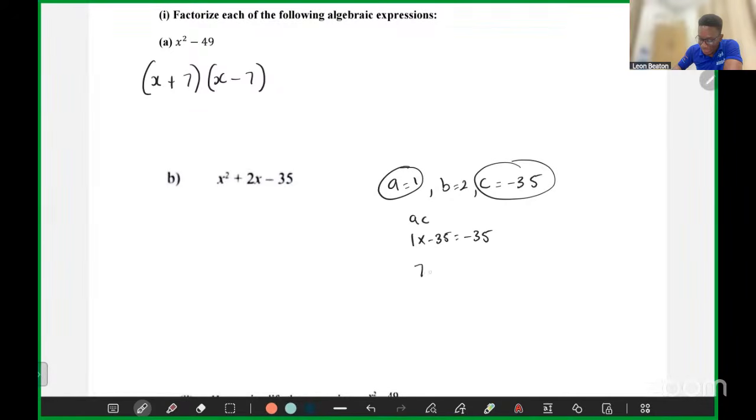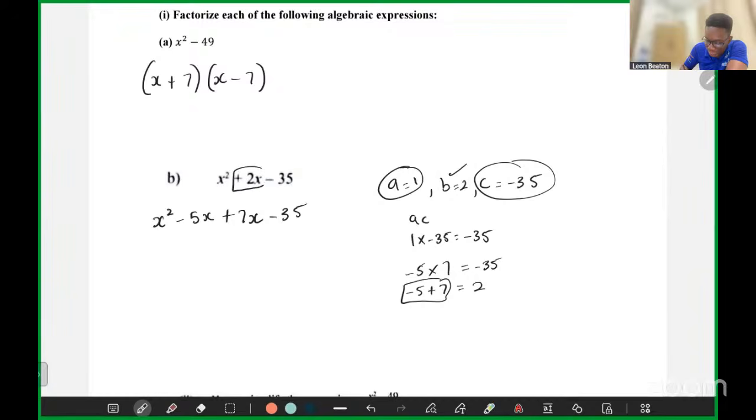So negative 5 times 7 would give us a negative 35 indeed. A negative 5 plus 7 would give us a positive 2, which is what we want exactly. So this is what we're using. So this would be x squared minus 5, and we put back the x, plus 7, and we put back the x again, minus the 35. Replace this here with this, all right?